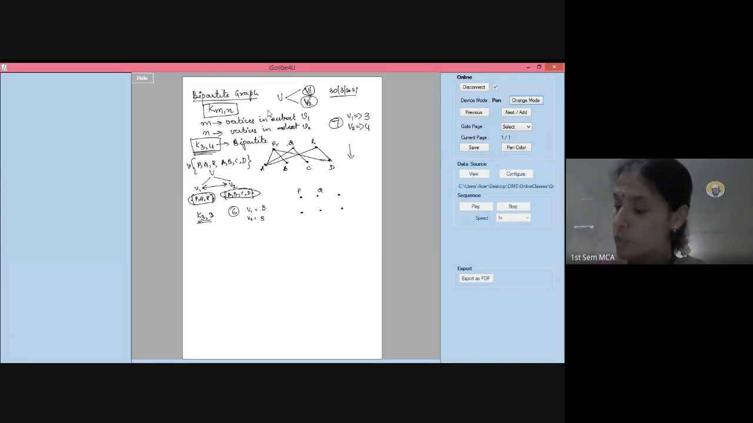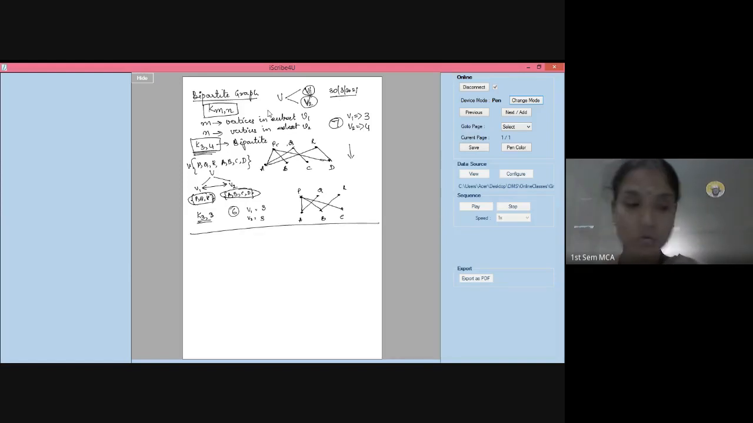This is PQR and this is A, B and C. So I can draw all the edges, and they should be between these two sets only. I cannot have an edge somewhere in between, something like this. This is a bipartite graph, because you have all the edges between vertices of V1 and vertices of V2. This is what you call a bipartite graph.